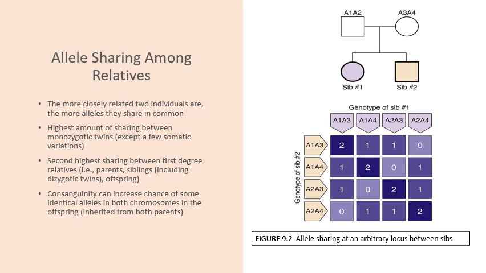Consanguinity, which is marrying within the family, can increase the chance of some identical alleles in both chromosomes in the offspring because it'll be inherited from both sides, from the father as well as the mother.